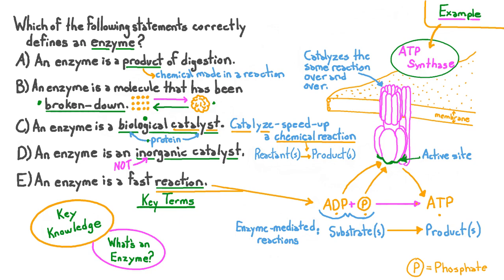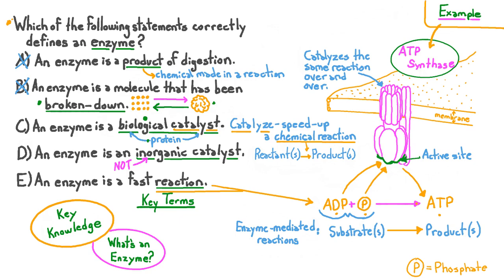And we're ready to answer our question: which of the following correctly defines an enzyme? Let's start with option A. An enzyme is a product of digestion. Well, we saw that enzymes are catalysts. They're not products. So option A can't be correct. Option B says an enzyme is a molecule that has been broken down. But we saw that enzymes are not broken down. They have to stay intact because they're reused over and over and over again.